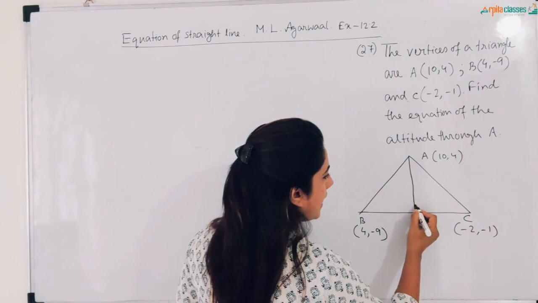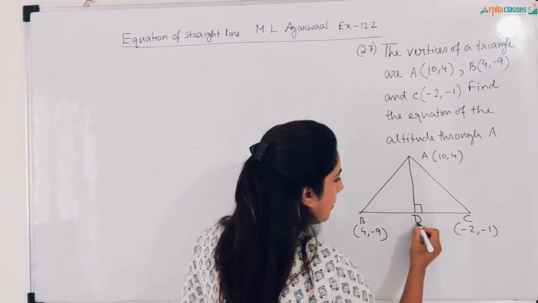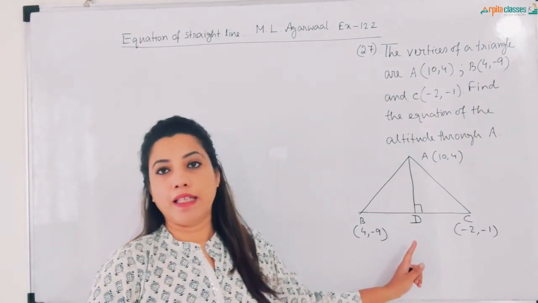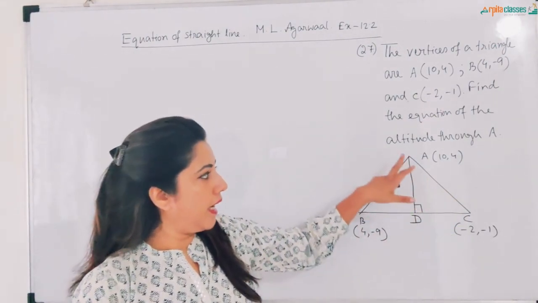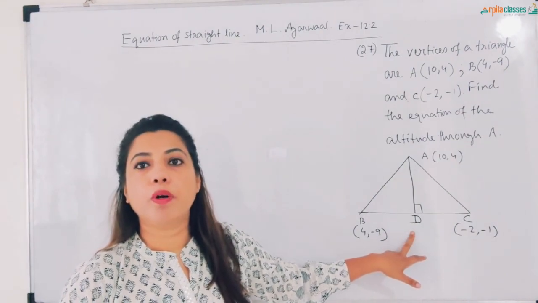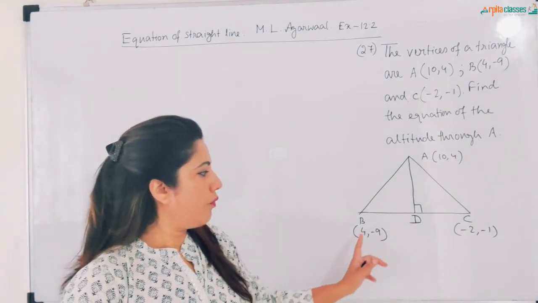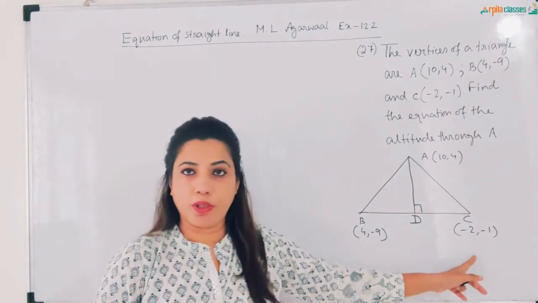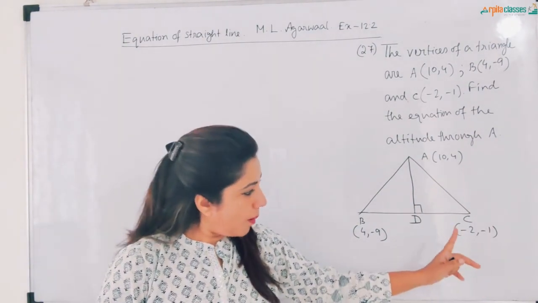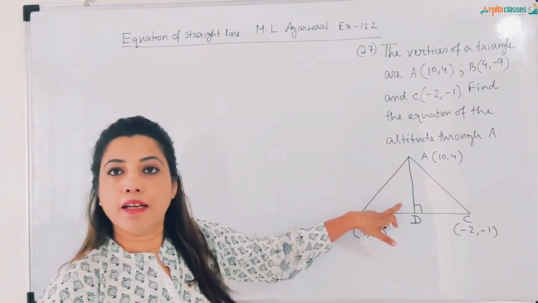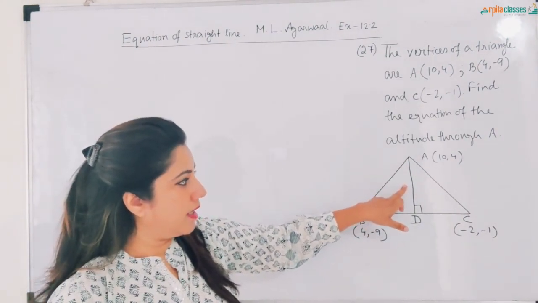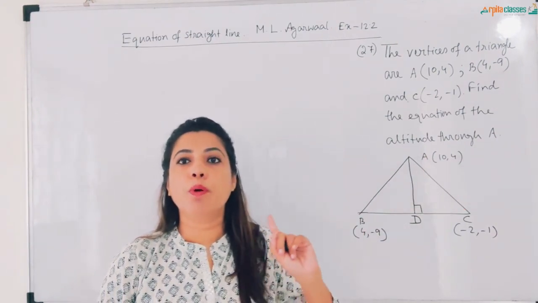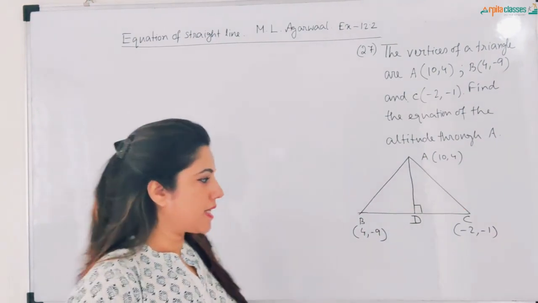Altitude means this line AD will be perpendicular to BC. That means we have to apply the criteria that the slope of BC into the slope of AD should be equal to -1. So the coordinates of B and C are given. We can get the slope of BC. From here, we get the slope of AD. And then once we get the slope of AD, the line goes through A, so we can find the equation of the line by the slope point form. So let us start with it.